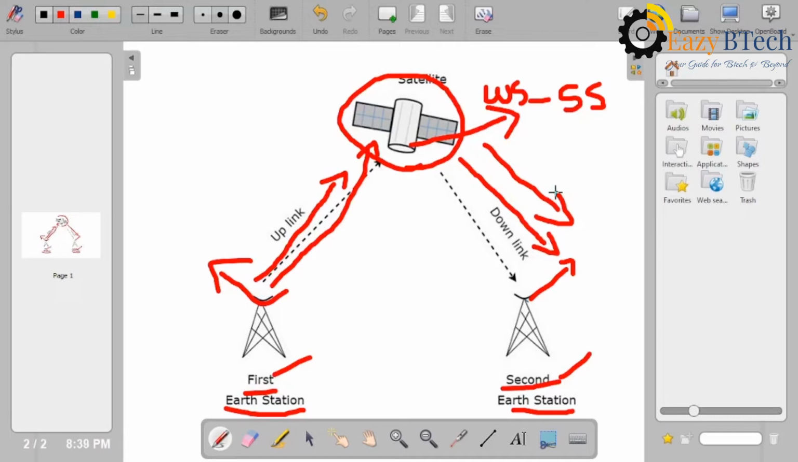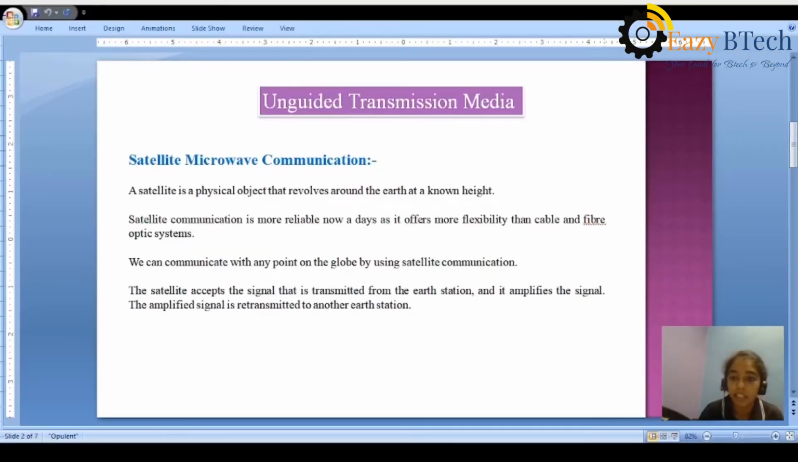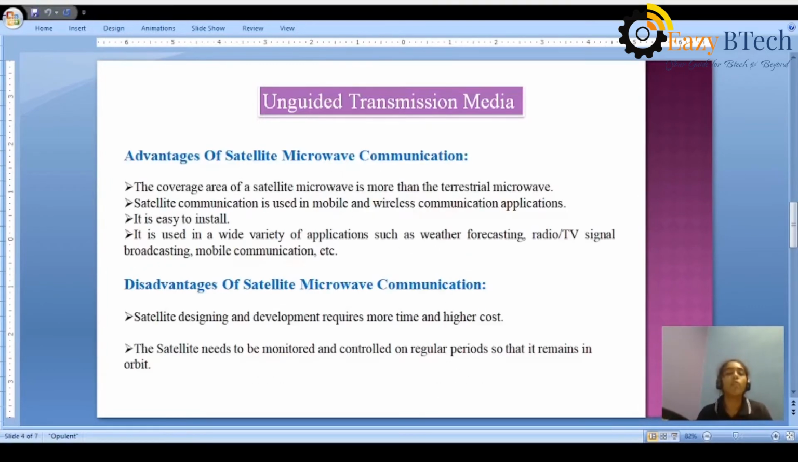While it amplifies the signals, the weaker signals we received from the first earth station are converted into stronger signals, and that data is sent to the receiver, the second earth station. This is the functionality of satellite communication. It is the most preferable communication nowadays. Now, what are the advantages and disadvantages of satellite microwave communication? Among the advantages, we also know that the signals are in the form of microwaves.